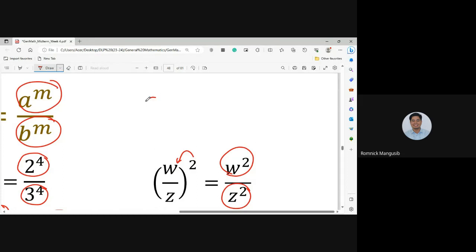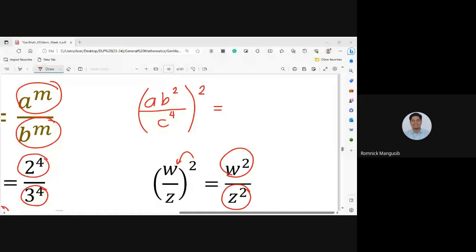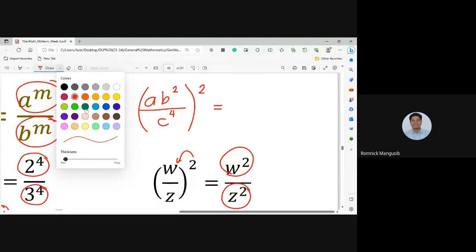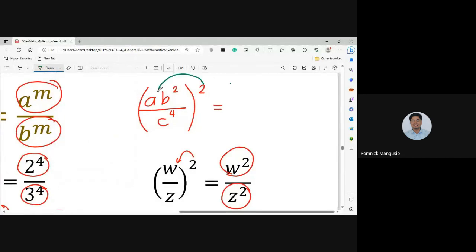Another example, if you have (a b squared over c raised to 4) raised to 2, what you'll do is distribute the 2 to the numerator and also to the denominator. So what will happen is you put the 2 here, and then 2 times 2. This will become a squared b raised to 4, because 2 times 2 is 4. In the denominator, multiply the 2 by 4, so it becomes c raised to 8.